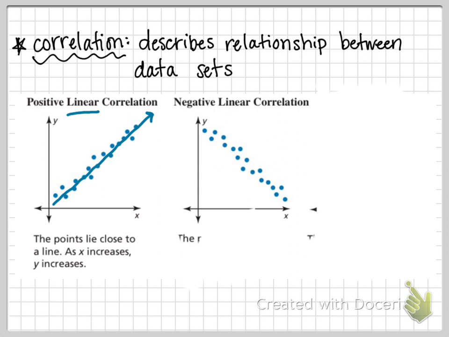Negative linear correlation. Notice how the line is going down like a negative slope. And it follows sort of a linear pattern. So it's a line. Okay, so what happens in negative linear correlation is as x gets bigger, y gets smaller.